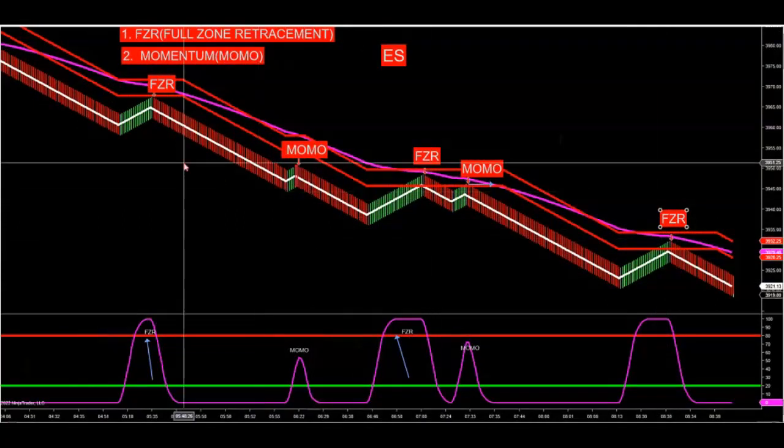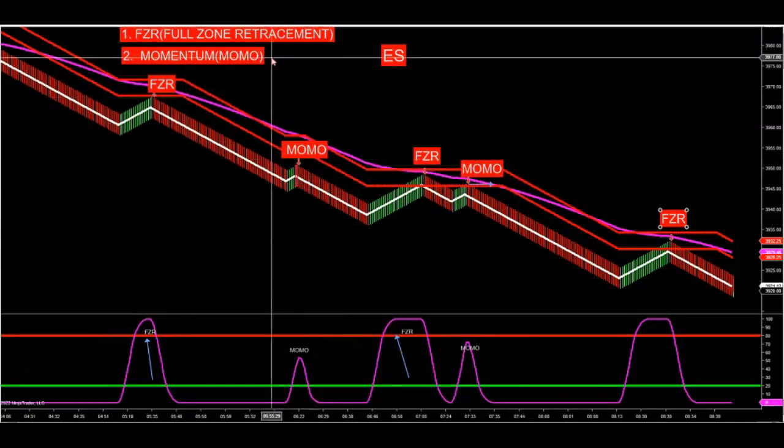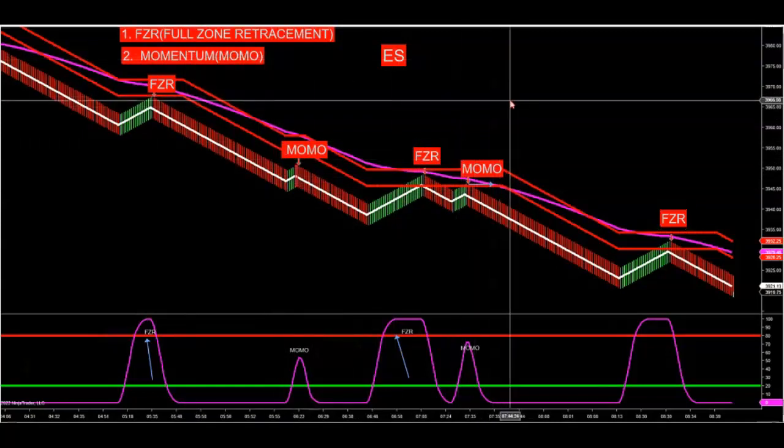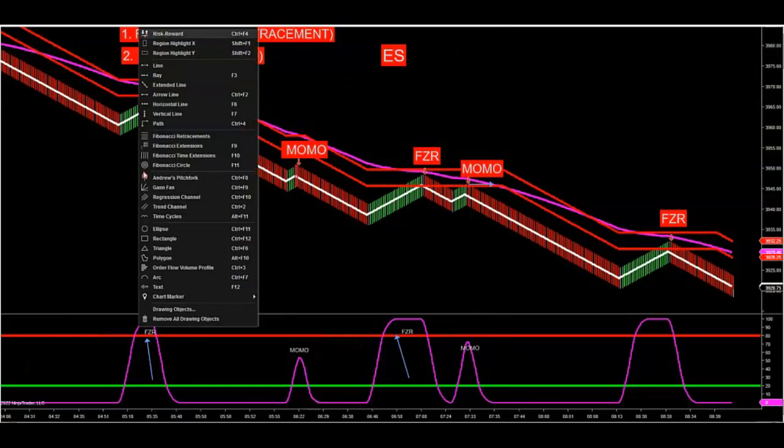1, 2, 3, 4, 5 for 5 since 5:30 this morning on the setups, on the full zone retracements and the momentum. So what if we want to trade down to a smaller time frame so we can get smaller stops? We can do that.